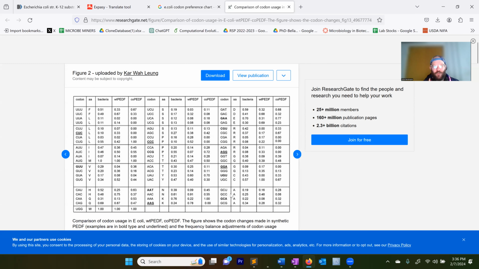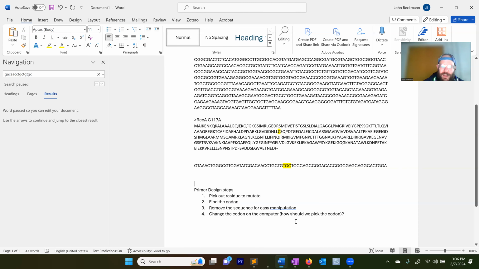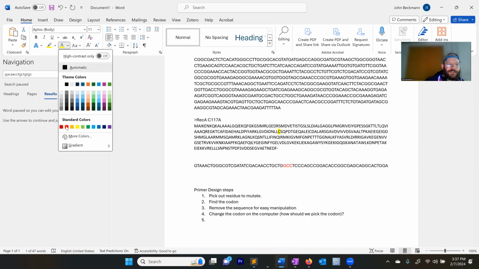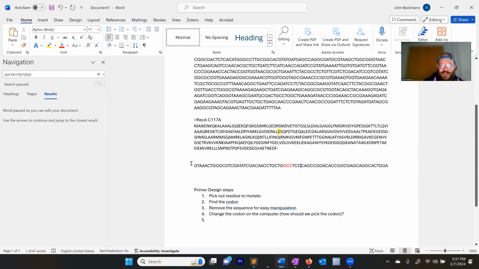Are there any questions about why I made that decision? Okay. GCC. So then step 5. Oh, that was step 4. Change the sequence on the computer. So let's change this now. Let's change it to GCC. So that codon has essentially been mutated now in the computer. And let's make this red just so we see that.